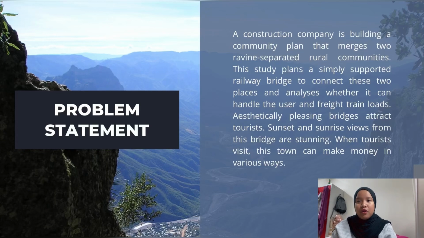Assalamualaikum warahmatullahi wabarakatuh. My name is Nur Anis Amira binti Samsul Akmar. Today I will present to you the problem statement, the model dimension, and also the determinacy of the structure. For the problem statement, a construction company is building a community plan that connects two ravine-separated rural communities. This study plans a simply supported railway bridge to connect these two places and analyze whether it can handle the users and also the train cargo load.